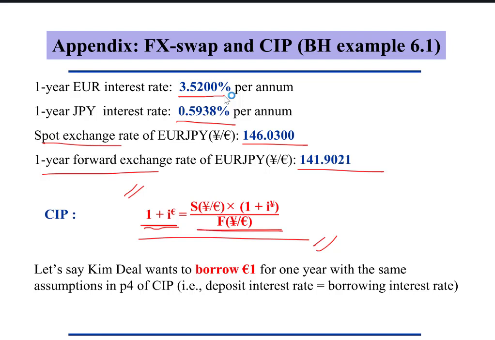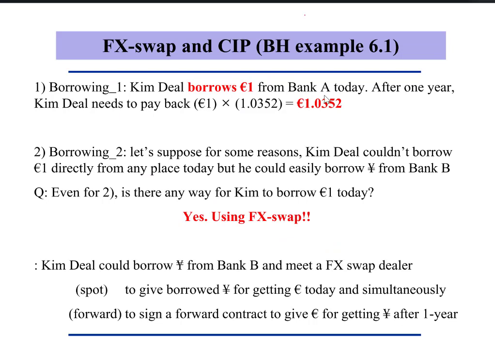We assume that the deposit interest rate is equal to the borrowing interest rate in page 4 of CIP. That means Kim Dil can borrow 1 euro at this interest rate for 1 year. So Kim Dil could borrow 1 euro from Bank A, for example, today. After 1 year, Kim Dil is going to pay back 1 euro times 1 plus euro interest rate, which is 1.0352 euro. So this is the first way of borrowing 1 euro.